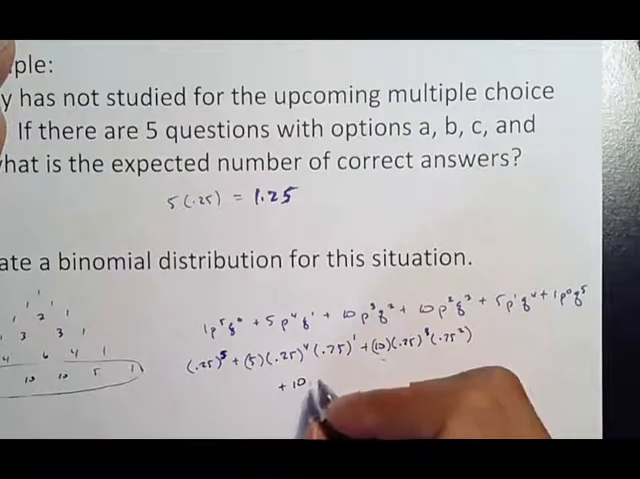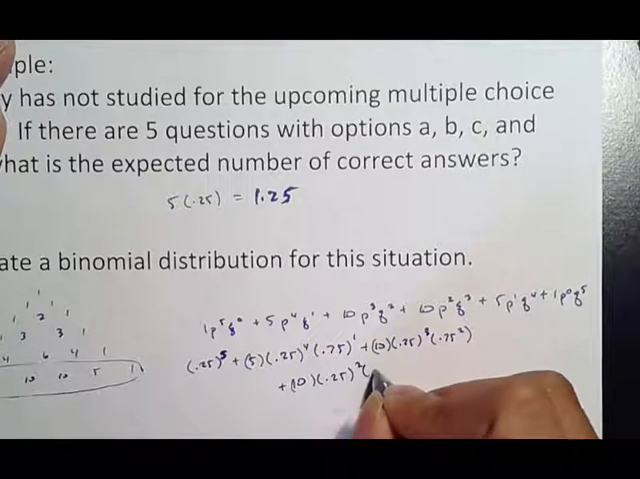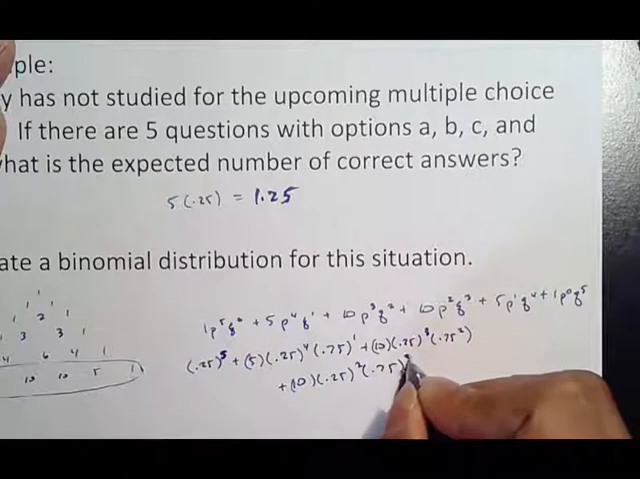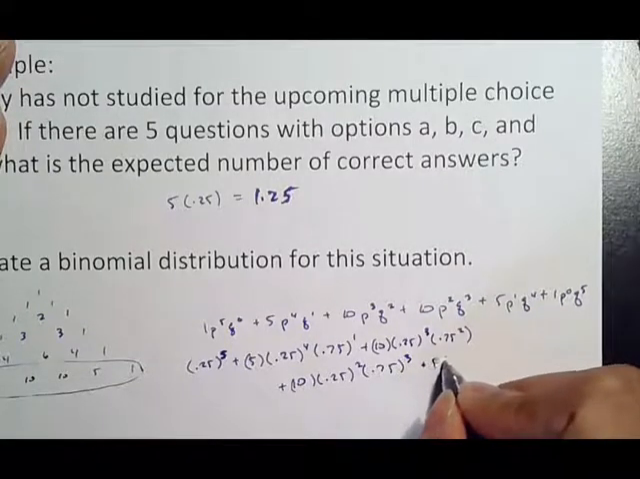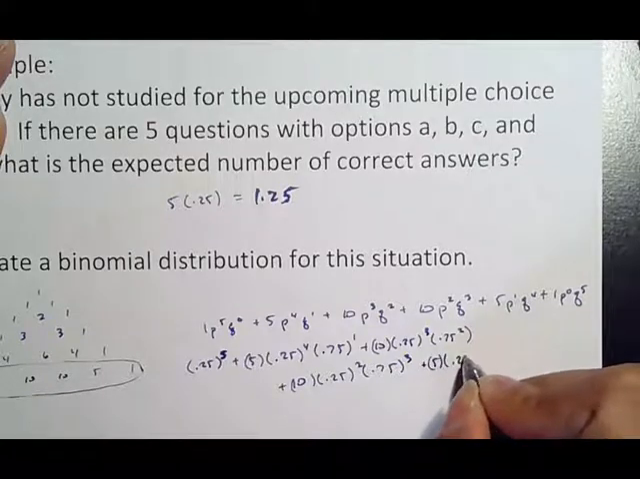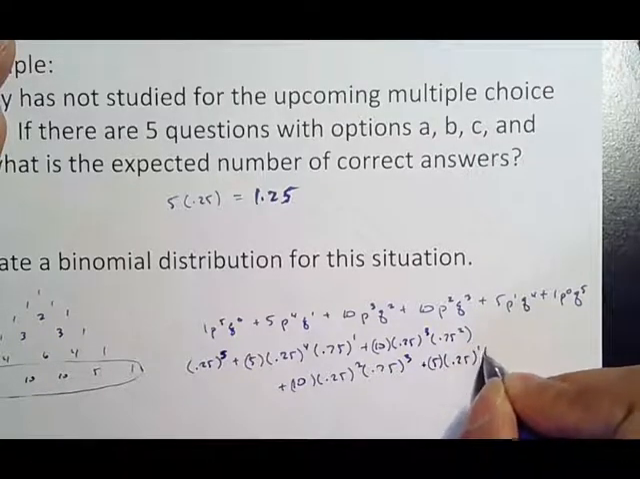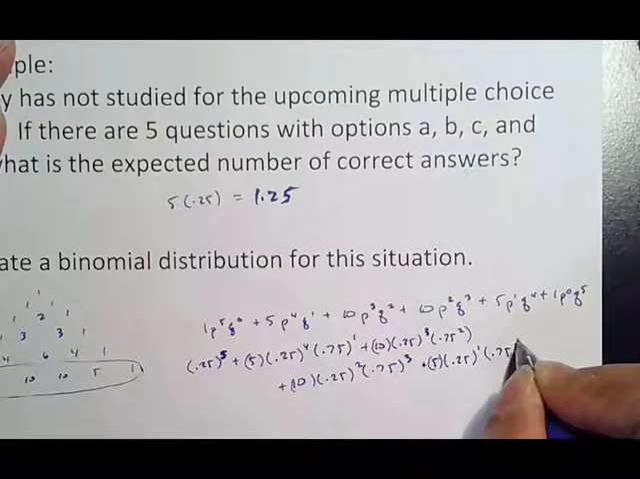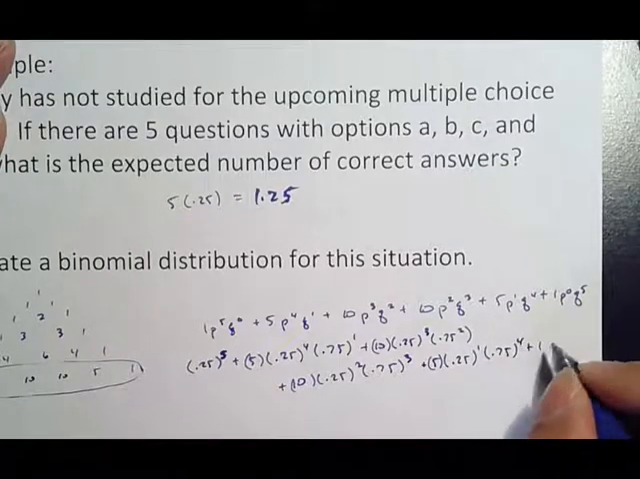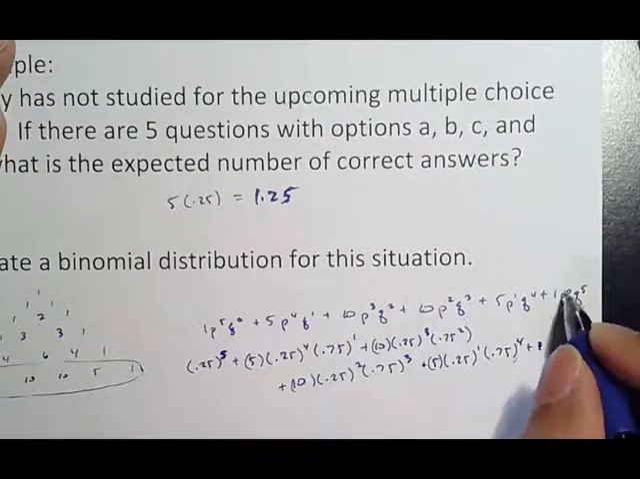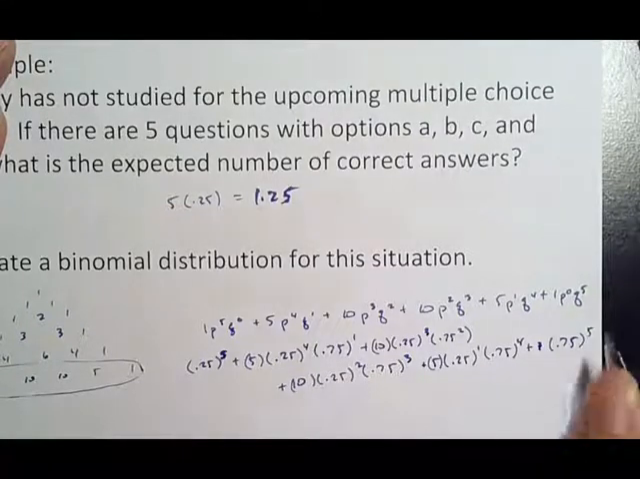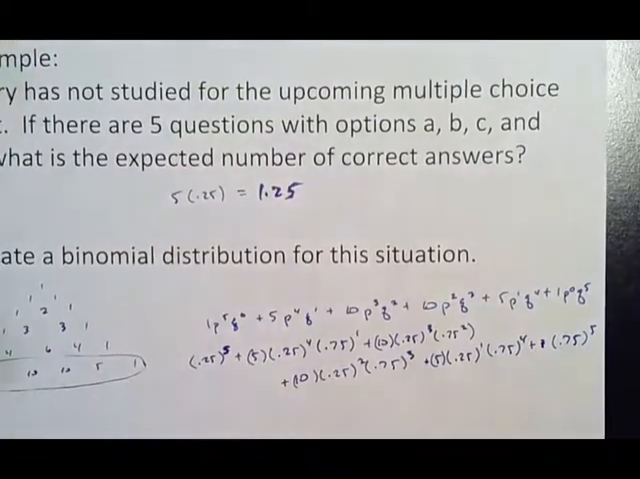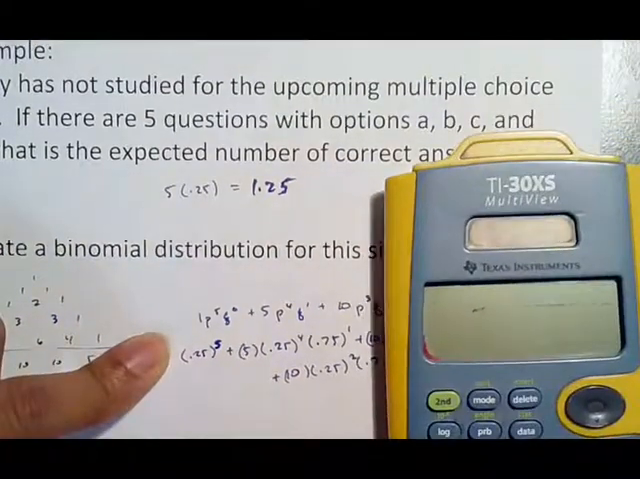Plus 10, 0.25 to the 2nd, 0.75 to the 3rd, because I'm here now, plus 5, 0.25 to the 1st, 0.75 to the 4th, plus 1. Again, we don't care about the 1. We don't care about the P0. We care about the Q to the 5th. And so I'm going to type each one of these in.